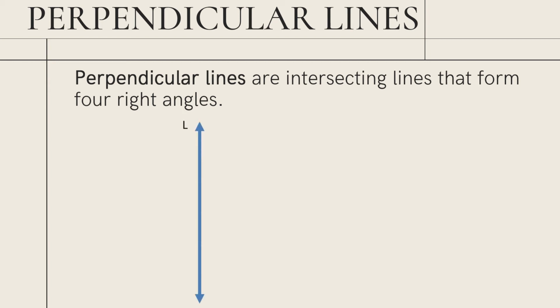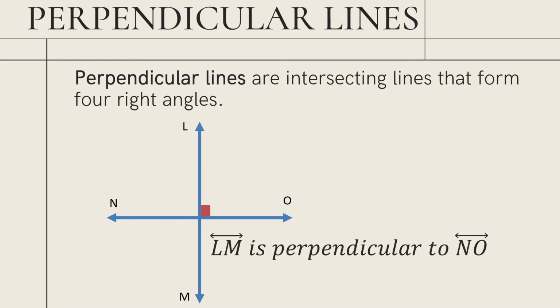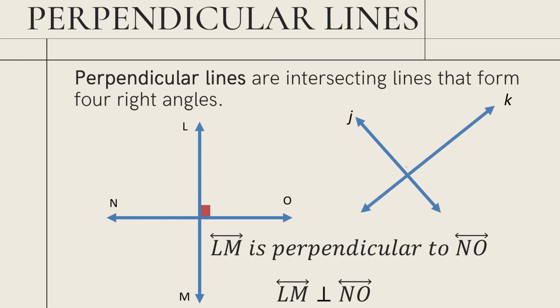The small square drawn in the corner indicates a right angle, whereas the inverted T is a symbol used to indicate perpendicularity of lines, as in line LM is perpendicular to line NO. Or, on our second figure, we have line J is perpendicular to line K.